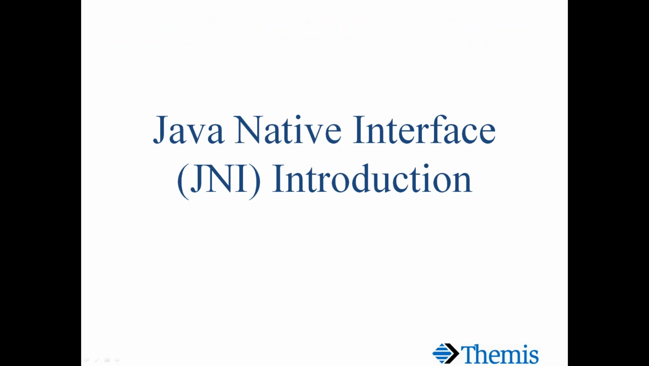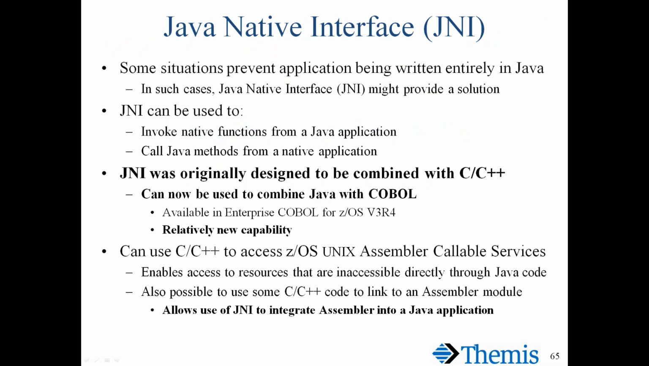Lastly, JNI is not something we're going to spend a whole lot of time on, other than to say that it is supported. It is designed to combine with C and C++ code, but there is an ability to combine Java with COBOL code. You just have to go through the C and C++ code to get there. So it's a little bit messy, but once you've got a template in place, it is doable.